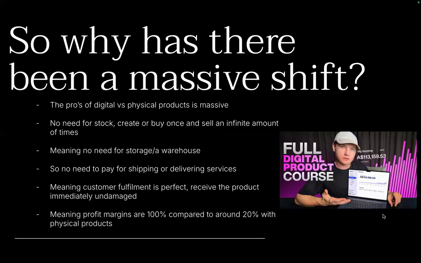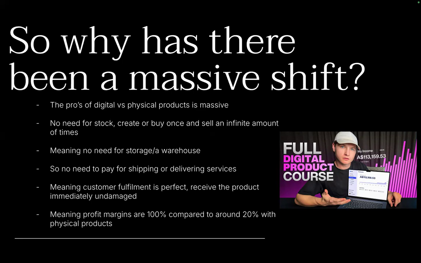Now, why has there been a massive shift? How can it go from dropshipping, selling physical products, e-commerce, all these different things, making regular kids millions and millions of dollars, to now where it's sort of dying off? I mentioned the saturation, but I want to talk about the pros of digital versus physical products. And the pros for digital products way outweigh the pros for physical products.